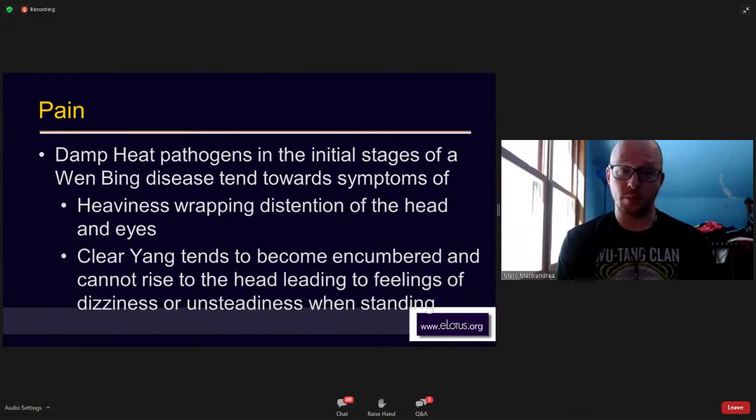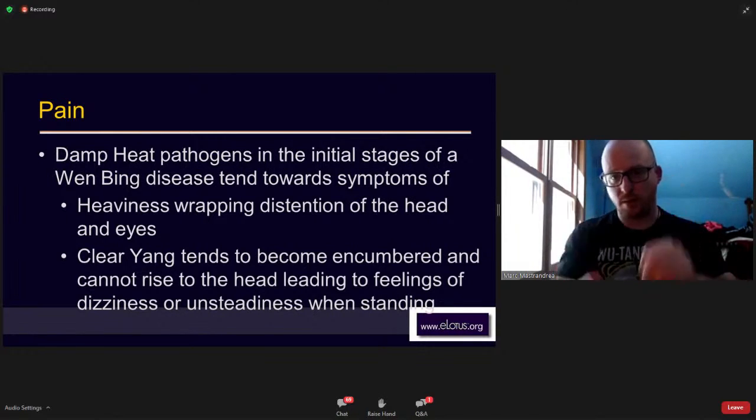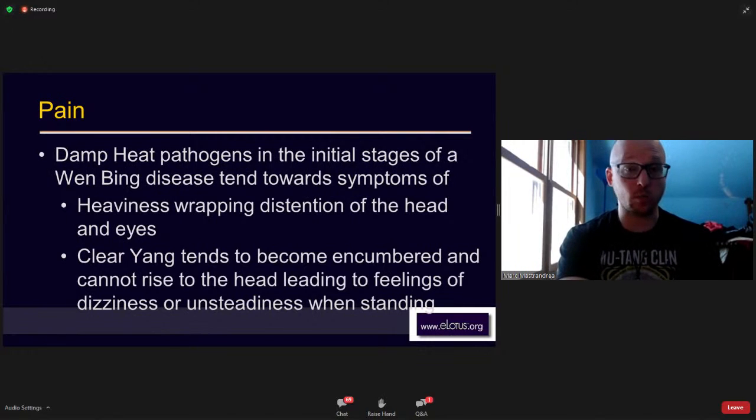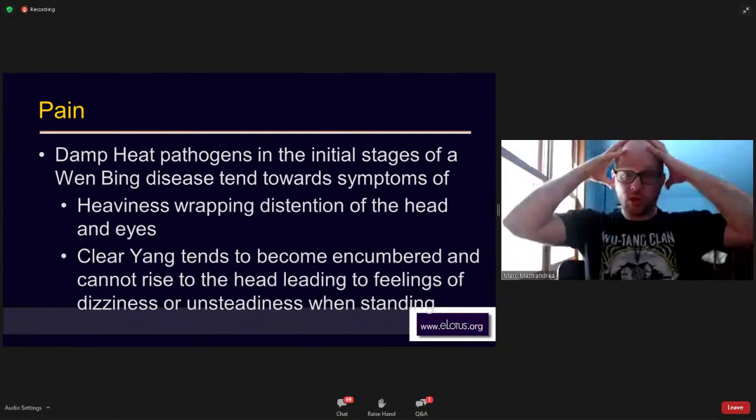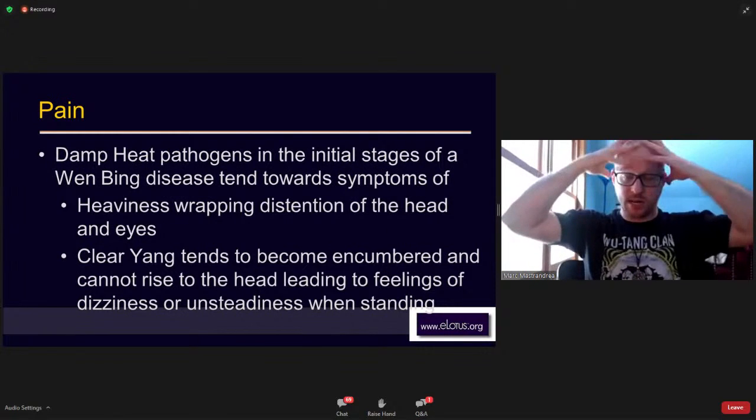So damp heat coming in an initial stage, you can have dizziness. You can have unsteadiness when standing, because the orifices are blocked. I mean, this can also be wind. This can also be a wind sensation with dizziness or unsteadiness. But if you're seeing it together with the closing or the heavy distension, this is normally a sign of clear yang unable to rise due to dampness in the head.